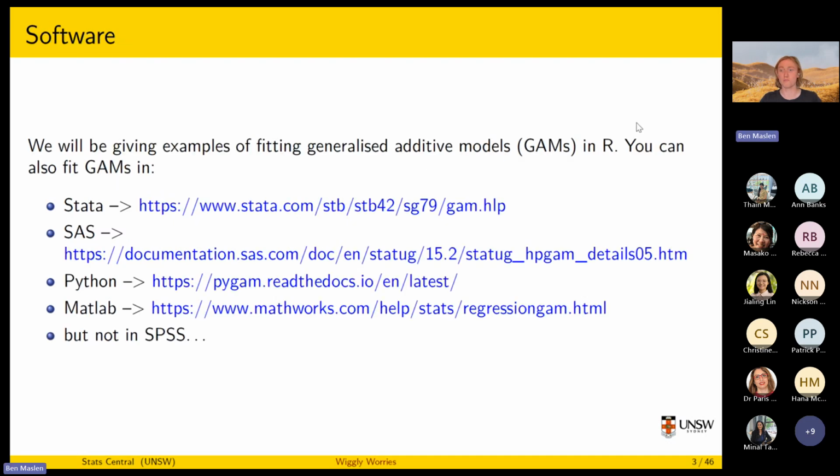So as I'm going through this seminar, I'm going to be giving some examples of some code in R. R isn't the only software that you can fit these kinds of models in. You can do it in Stata, SAS, Python, and MATLAB. As far as I'm aware, though, you can't do it in SPSS, so keep that in mind. There's also great software for fitting these kinds of models in R. There's an mgcv package that's got a lot of flexibility. You can do quite a lot with it. And it's also my software of choice as well.